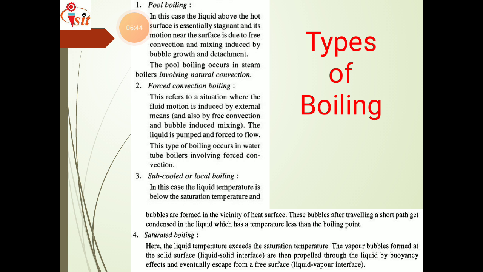Third type of boiling is subcooled boiling or local boiling, where the liquid temperature is below the saturation temperature and bubbles are formed in the vicinity of the heated surface, and these bubbles, after traveling a short path, get condensed in the liquid itself, which has a temperature less than the boiling point.